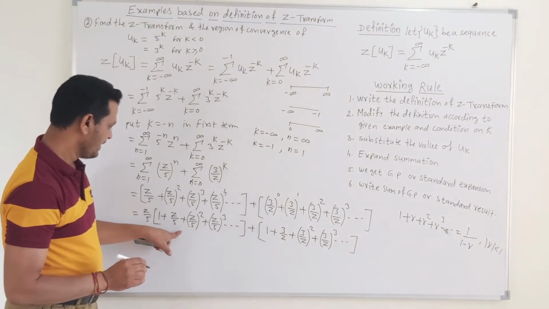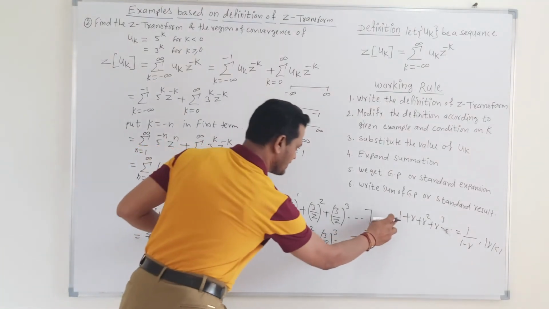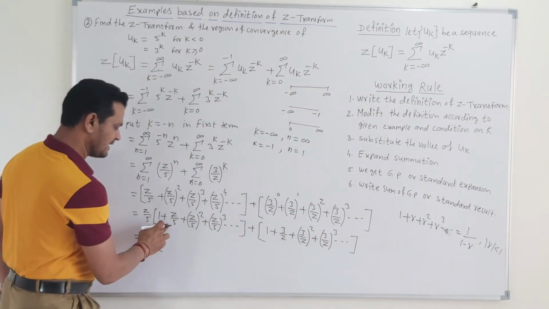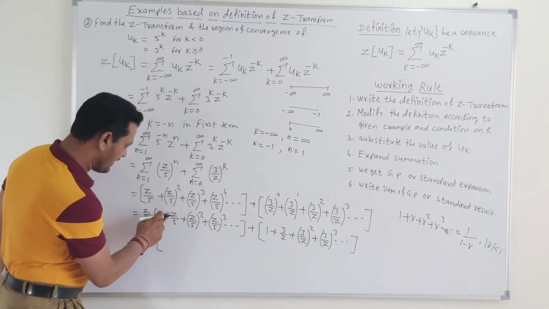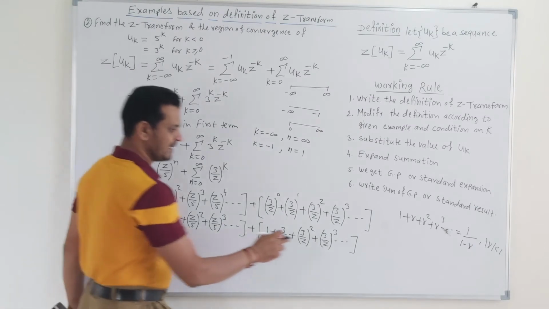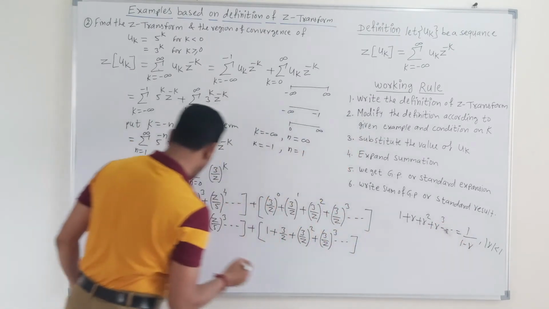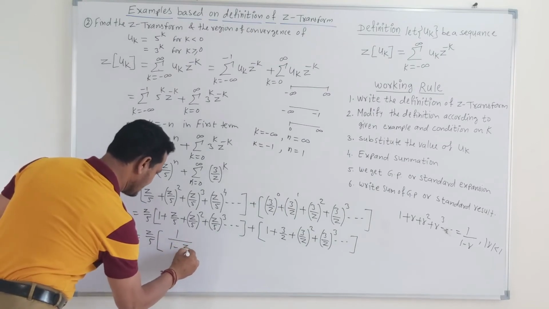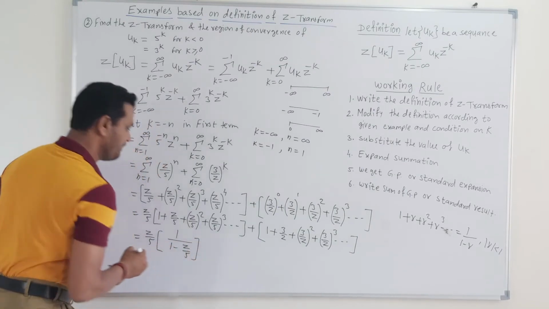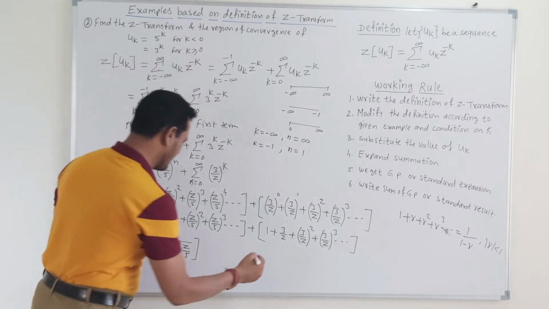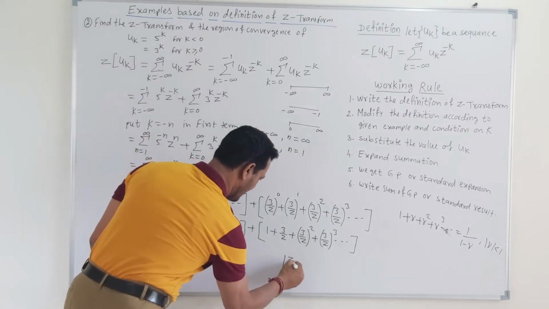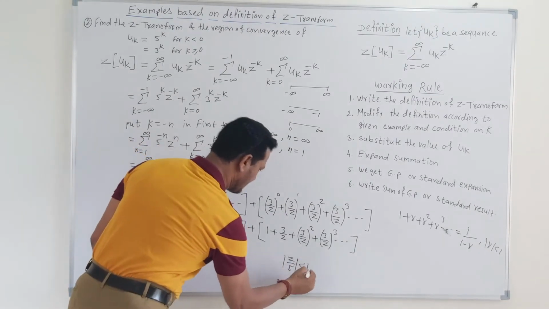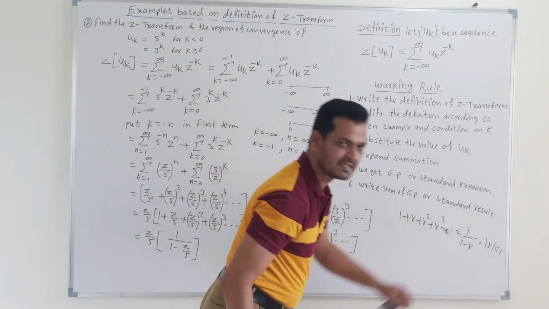Now if we compare this result with the geometric progression 1 plus r plus r square and so on, the equations are the same, where the value of r is z by 5. Then its sum is 1 upon 1 minus r, so we can write 1 upon 1 minus z upon 5. This is the value of r, where mod of r, that means mod of z upon 5, is less than 1, because mod of r is less than 1.